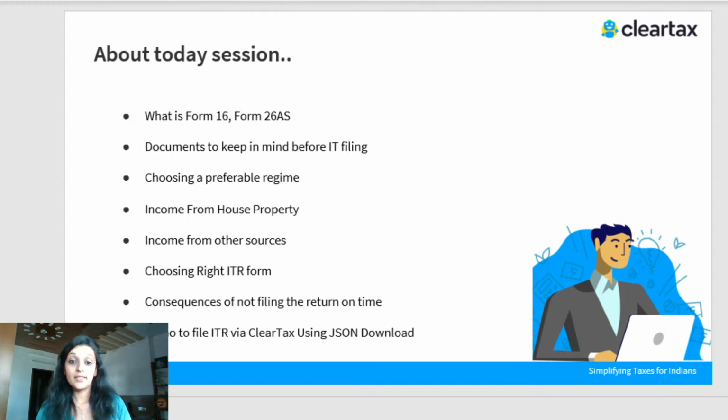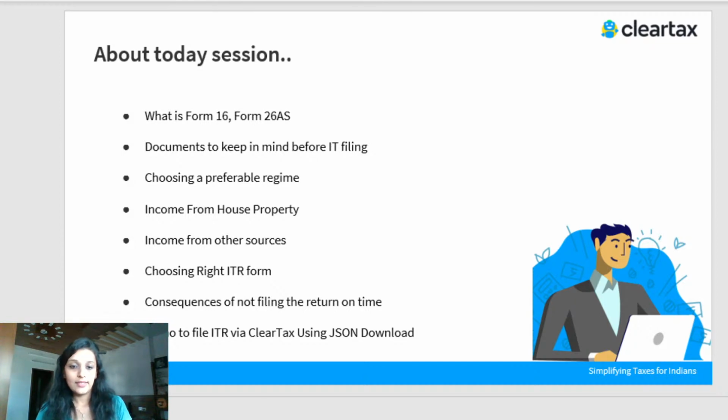Then apart from income from salary head, there are two other heads of income, which are income from house property and income from other sources. We'll be discussing in brief these two heads. Then what is the right ITR form which you should file? What are the things which are included in ITR forms? Then as per your income, what ITR will be suitable for you? We'll be discussing that.